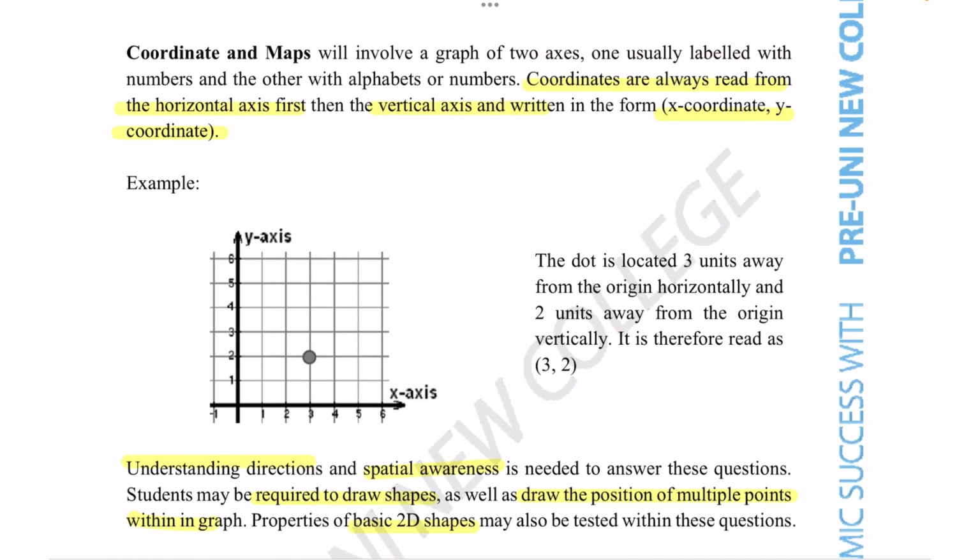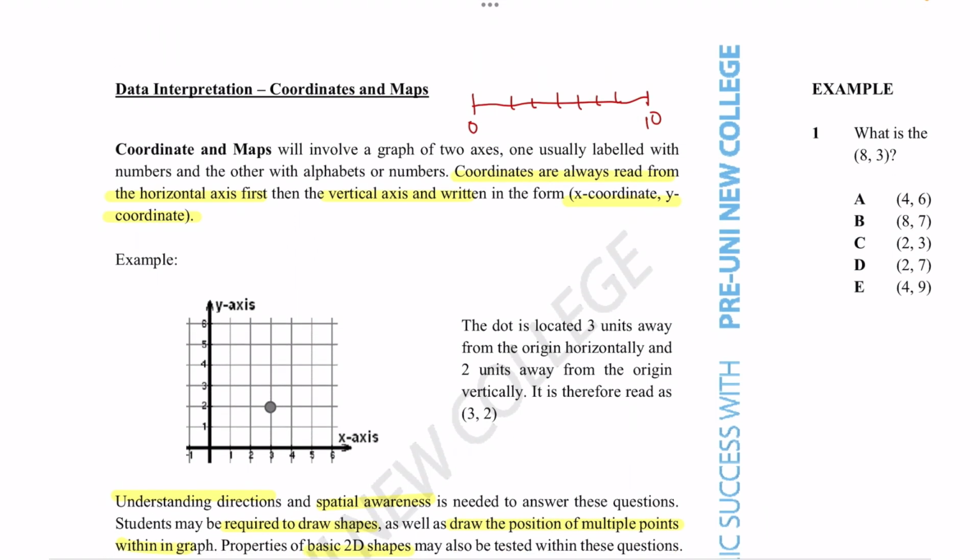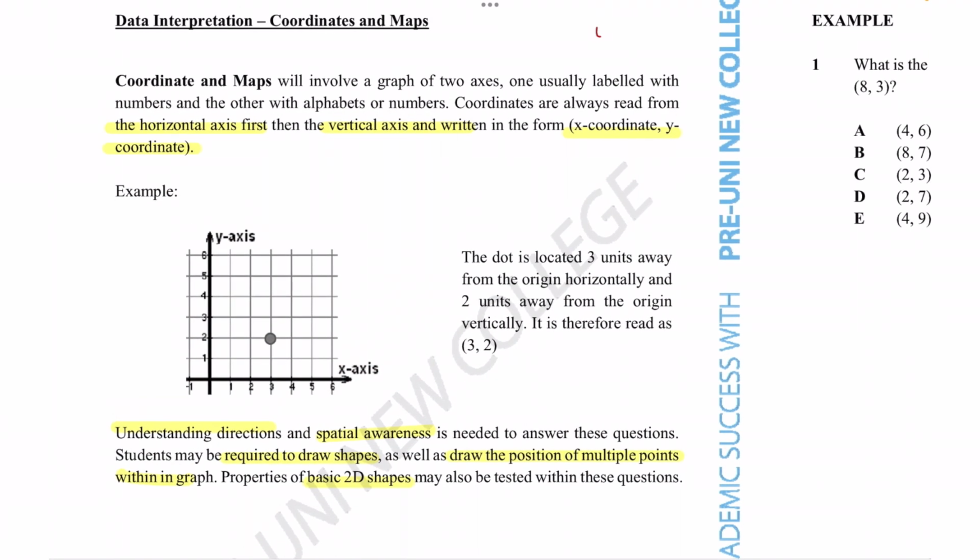Okay, so coordinate questions, or any questions involving coordinates, utilize what's basically two number lines. I'm sure we're all very familiar with the simple number line, where it looks like this and there's numbers from say 1 to 10 and all the numbers in between. So the coordinate grid is simply two of these number lines going in both directions, and we can see the example of that right here.